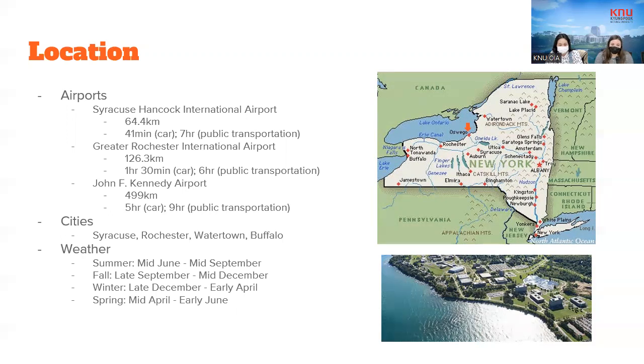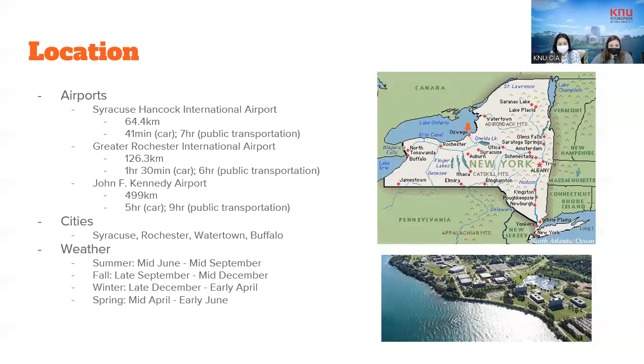And when you're looking for a place to stay, you should also look up the type of weather in these locations. So for my university, for the fall semester, the fall is around late September until mid-December. So you won't see snow until maybe late December, or even until early April it will stay. So you can see it in the spring semester more than the fall semester.